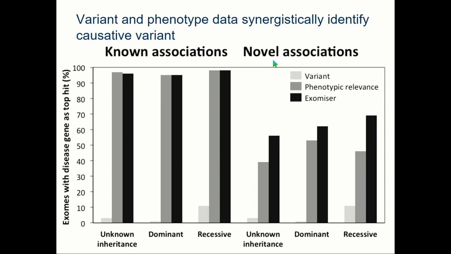Even when trying to discover novel associations, where we mask out the known disease gene association, we can do really well. Between 50 and 70% of the time we can get the right variant as the top hit. And this performance is largely driven by the mouse genotype to phenotype data.